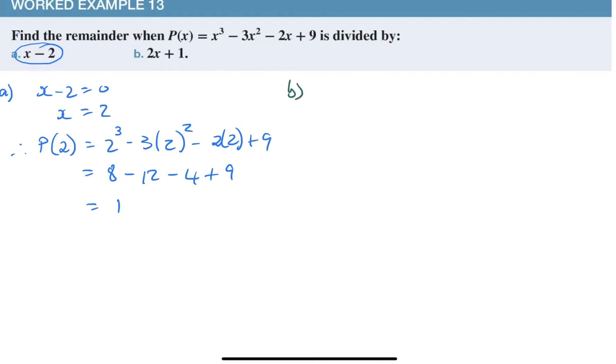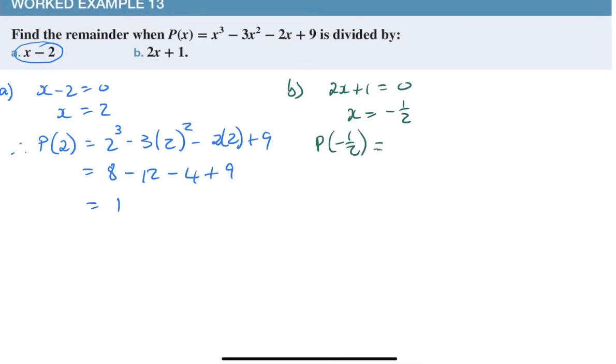B will have where 2x plus 1 equals 0. That's what I have to substitute into my polynomial. That means x equals, I'll take plus 1 to the other side, make it subtract by 1, and then divide by 2. So my answer will be minus a half. So I will find P at negative a half. Whatever my answer is will be my remainder.